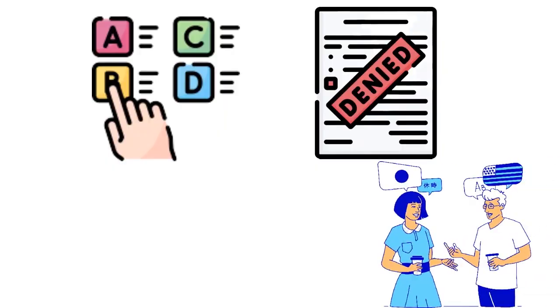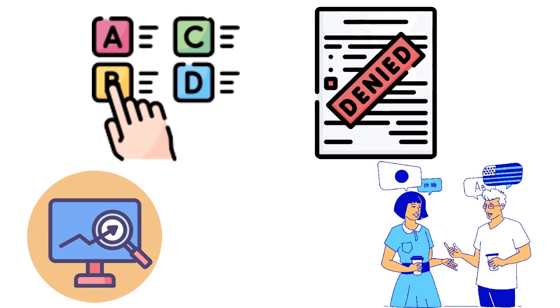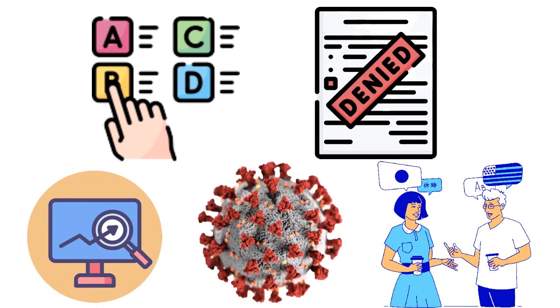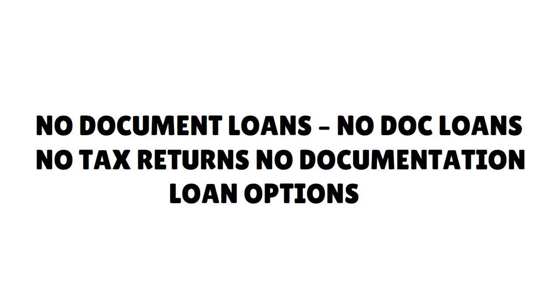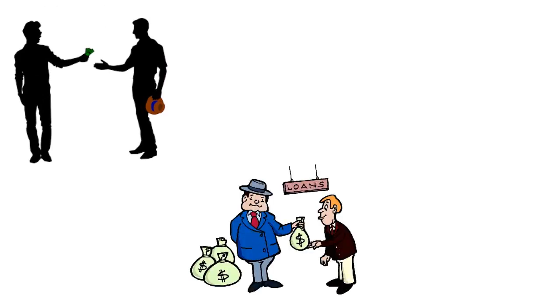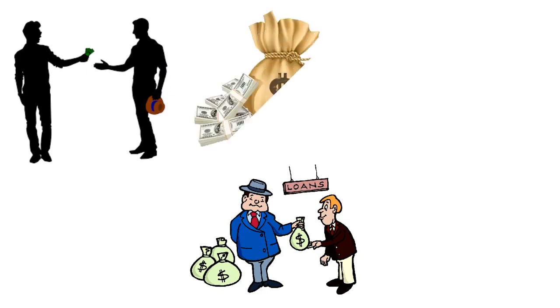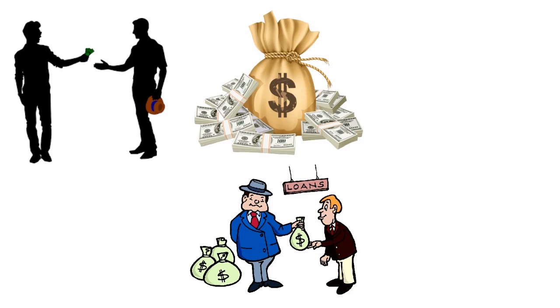Let me talk to you about some trends that we see nowadays. In the last 3 years since COVID, we've seen some trends in terms of no document loans, no doc loans, no tax returns, no documentation loan options. The thing here is that you basically have a new series of lenders, especially alternative lenders that have come onto the scene. And you're able to borrow up to $25,000. Now, be very careful with those lenders, because you have some scams also.